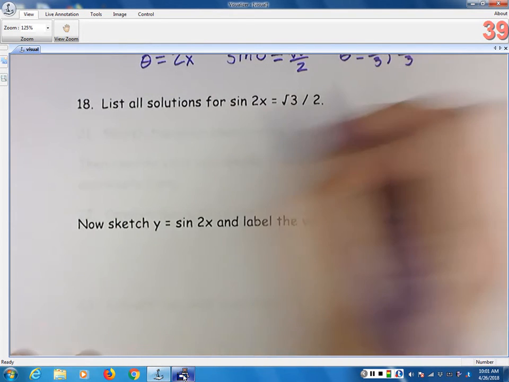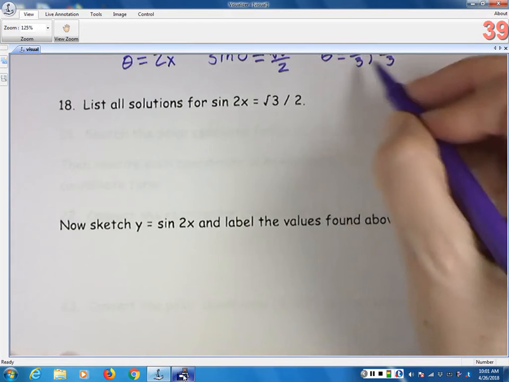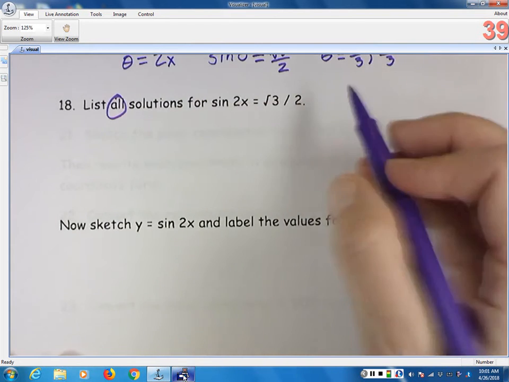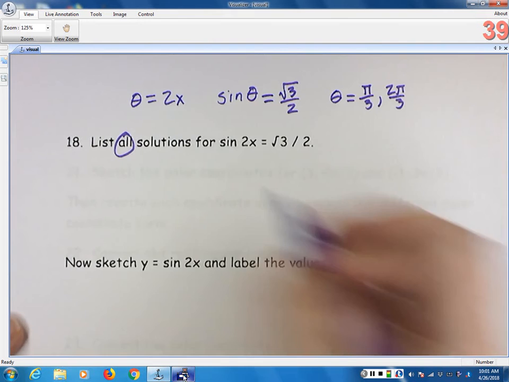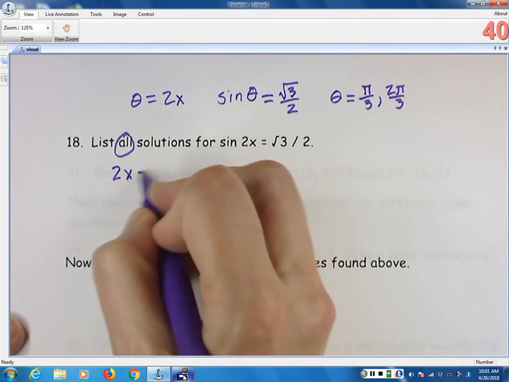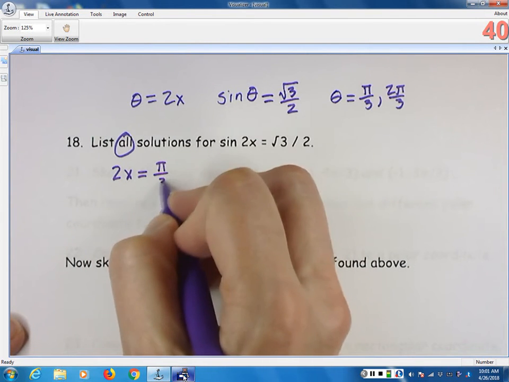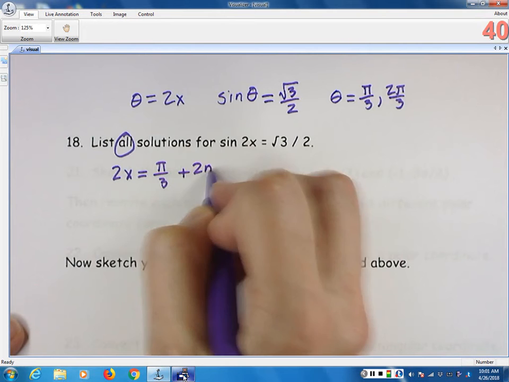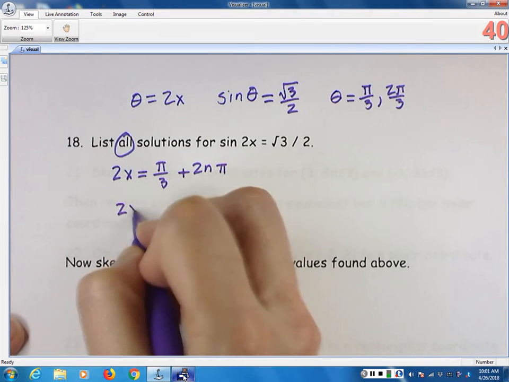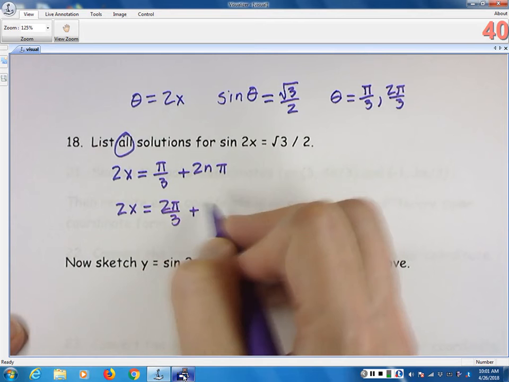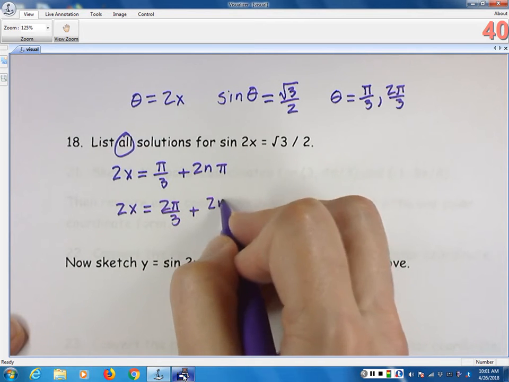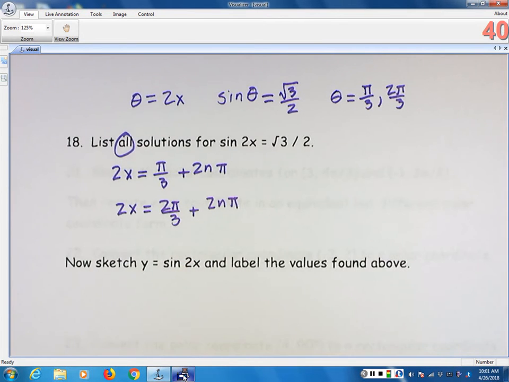So theta can be pi over 3 and 2 pi over 3, but theta equals 2x. And we want all solutions. So we're going to write 2x equals pi over 3 plus 2n pi, and 2x equals 2 pi over 3 plus 2n pi. And then we need to solve for x.